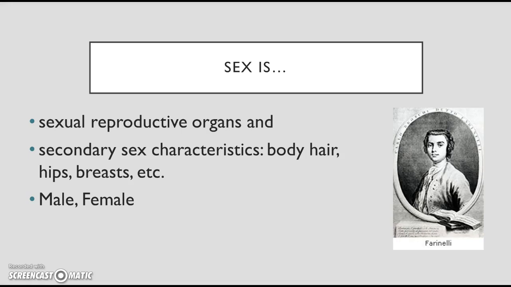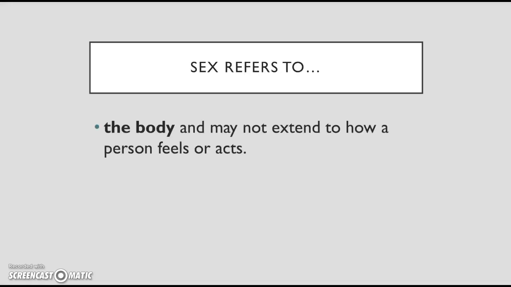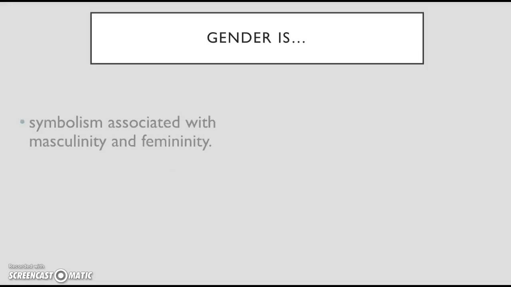When we say male and female, we are referring to sex. We can also refer to the body when we're talking about sex, so we can say female bodies or male bodies. Sex refers to the body and doesn't necessarily extend to how a person feels or acts or is perceived by other people in society. That's where gender comes in.